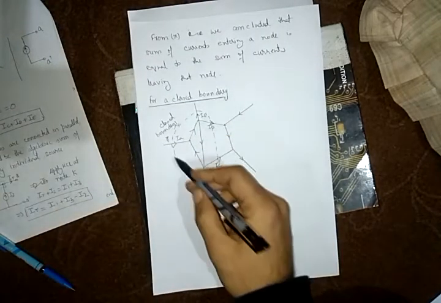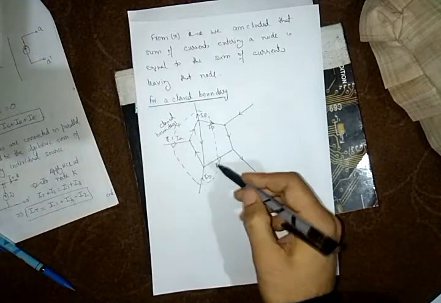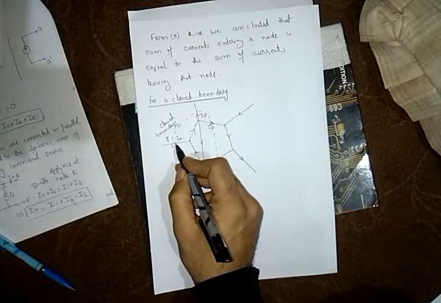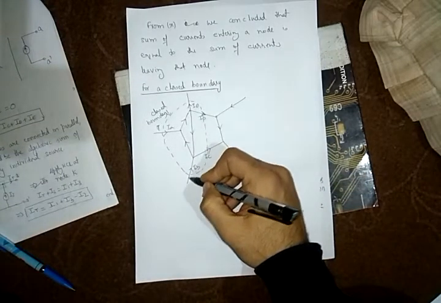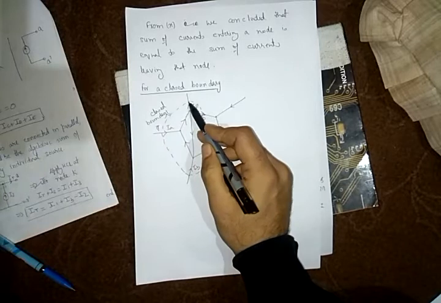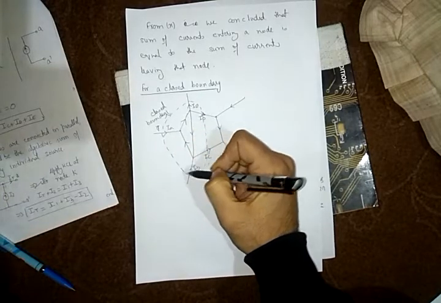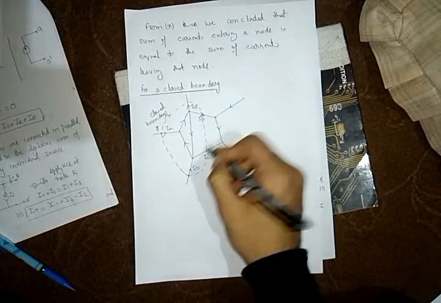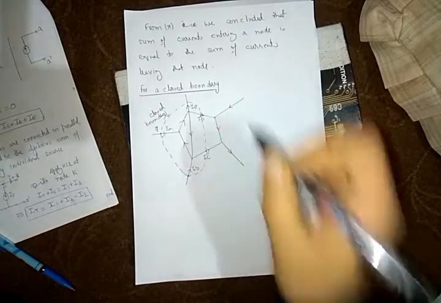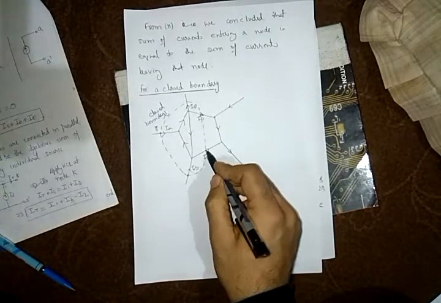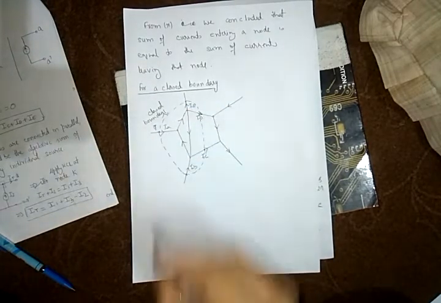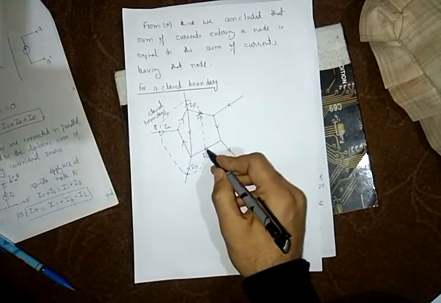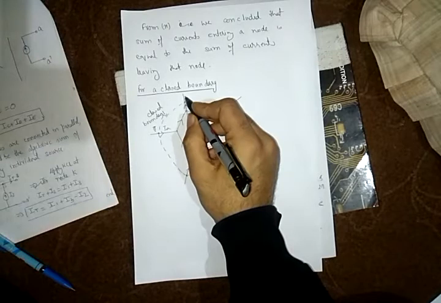If you apply KCL to this closed boundary, what are the currents that are entering the boundary? IA, it is entering the boundary. IB, it is entering the boundary. Okay. So first look where this dotted line is cutting the circuit. It is cutting at this point, at this point, at this point, at this point, at this point. How many points are there? 1, 2, 3, 4 and 5 points. So what are the currents at these 5 points? IA, IB, IC, ID and IE.